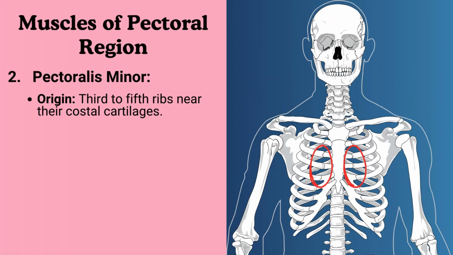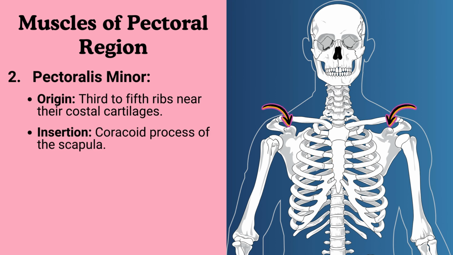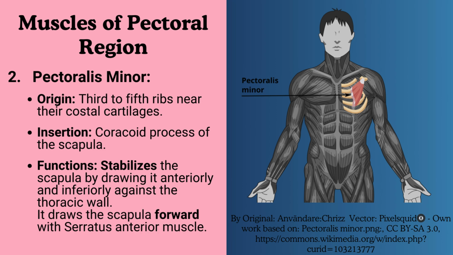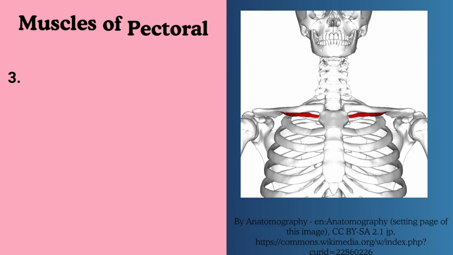Pectoralis minor. Origin: it originates from 3rd to 5th ribs, near their costal cartilages. Insertion: it is attached to the coracoid process of the scapula. Functions: it stabilizes the scapula by drawing it anteriorly and inferiorly against the thoracic wall. It draws the scapula forward with serratus anterior muscle.